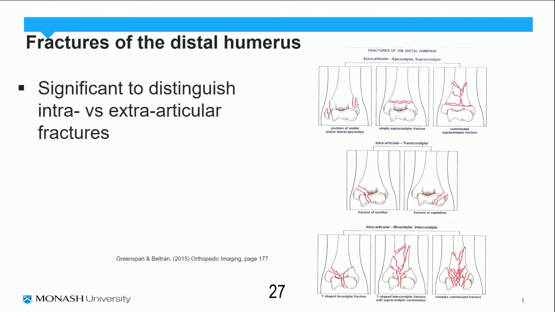It's important when there's fractures of the distal humerus that you distinguish whether the fractures are intra-articular or extra-articular fractures, and they are classified here. So we can see in the top row where we have extra-articular fractures or transverse fractures just above the condyles, and then you could also have comminuted fractures as well. The lower ones have the intra-articular fractures, and here you can see Y-shaped condylar fractures as well as comminuted fractures.